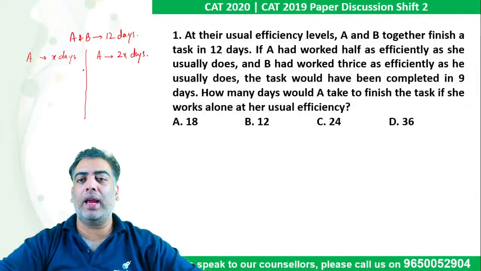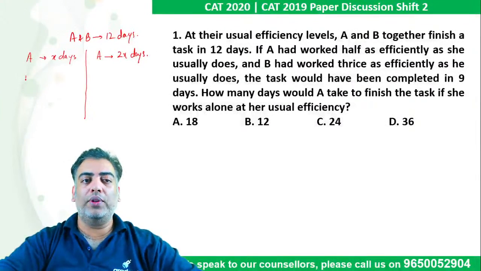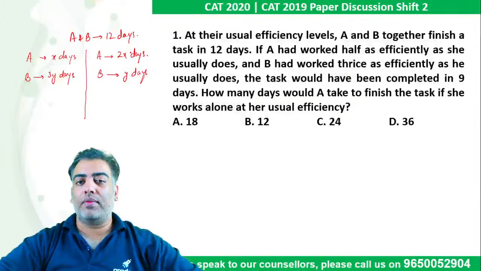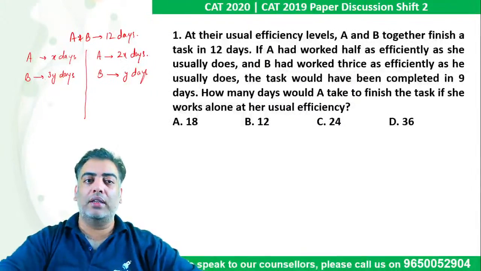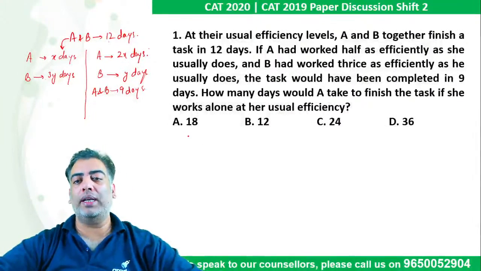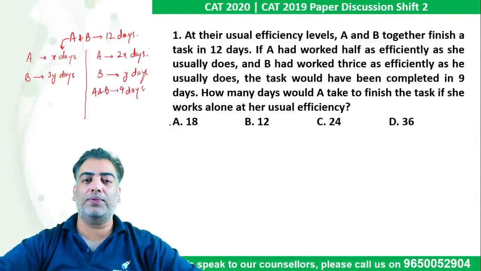Then he says, and B had worked thrice as efficiently as he usually does. So if your efficiency increases, then the time taken reduces. Now let's assume B can complete certain work in 3y days. Now the efficiency of B is 3 times, so time taken will be only y days. Then he says the task would have been completed in 9 days. So earlier they were able to complete the task in 12 days, but now they can complete the task in 9 days only.